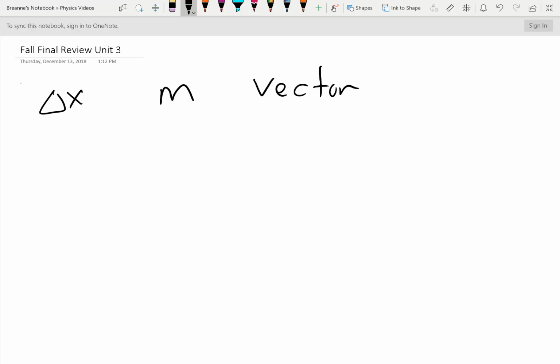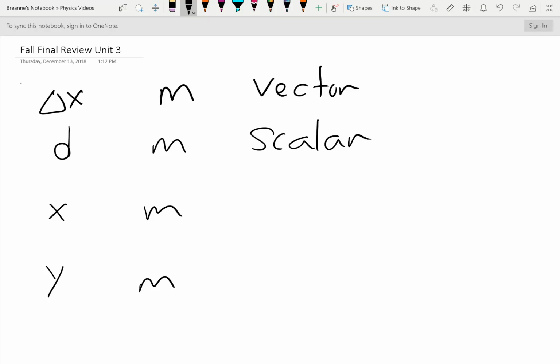Now, we've already talked about it in the video before, but just a refresher, d stands for distance. It's measured in meters, but it's a scalar. And that's just if you're doing generic distance. You can be more specific and say distance in the x or distance in the y. Again, those are both measured in meters, and they are both scalar.